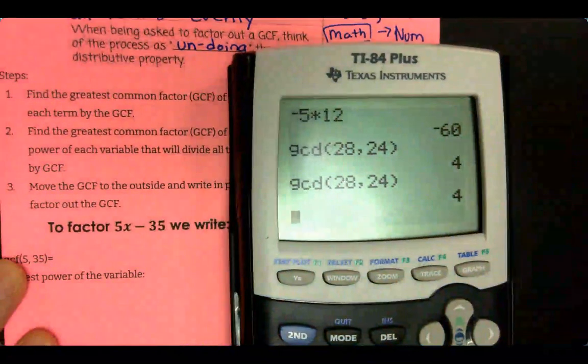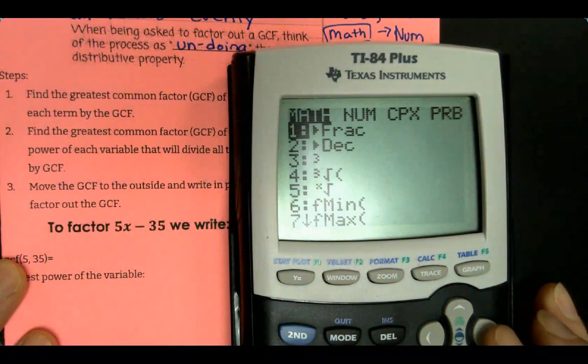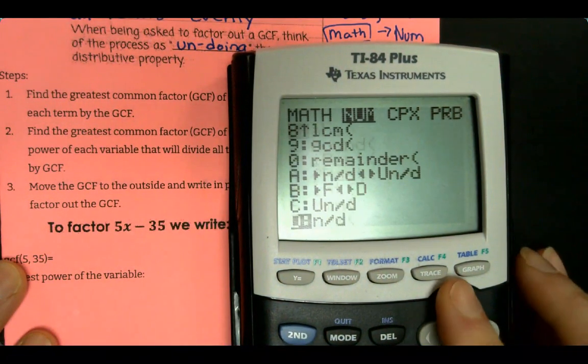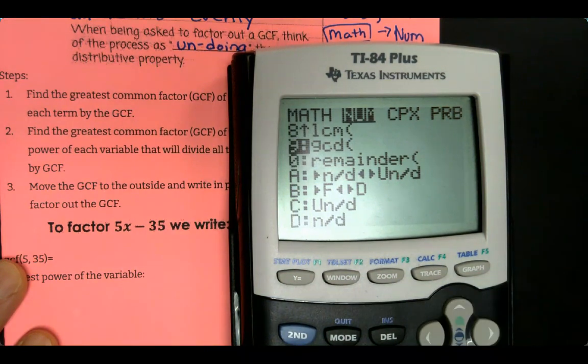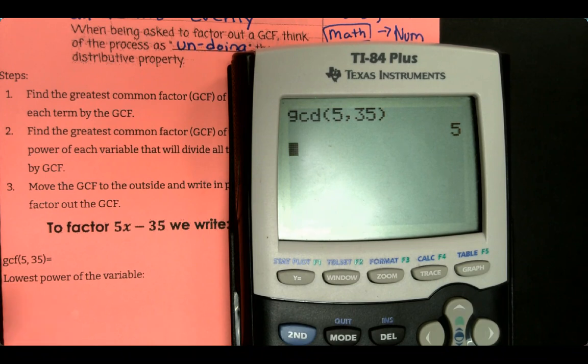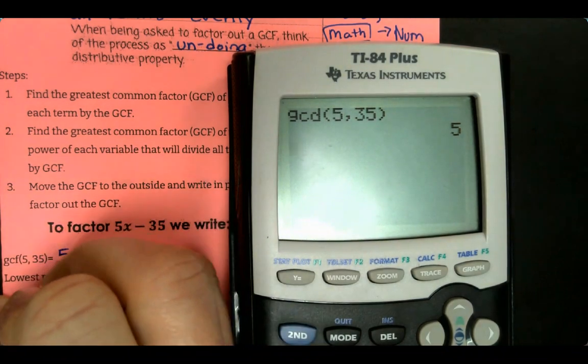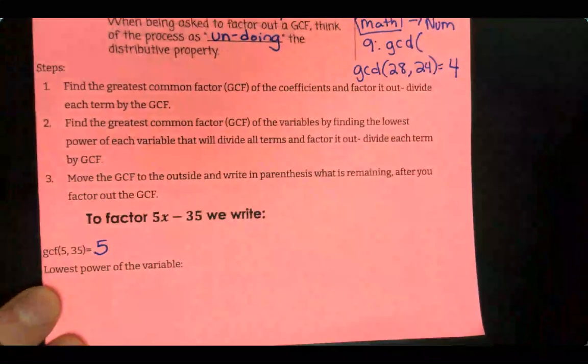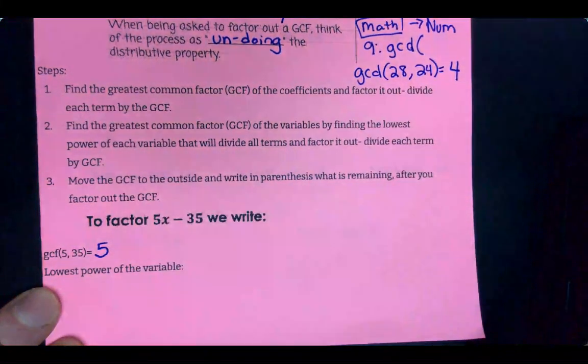So we can put it in the calculator. So go math, over to num, go to GCF, GCD, 5, comma 35. That's 5. And doesn't that make sense? What evenly divides 5 and 35 that they have in common is 5. So that's step 1. Find your GCF of your coefficients.